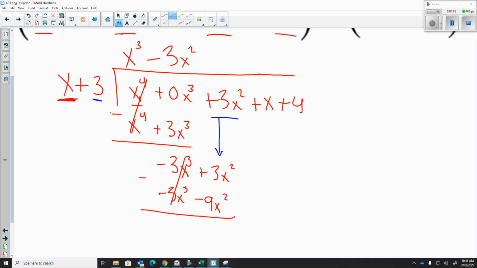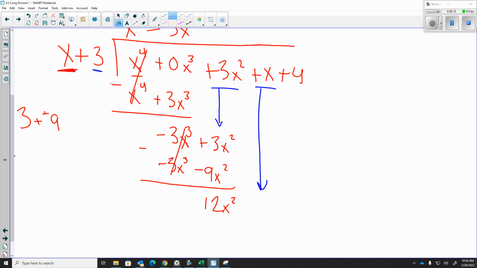3x squared minus negative 9. Be careful. That's 3 minus negative 9. What is that? You're adding them, right? It's 12. 12x squared. Okay, then what did I do? Bring down the next thing. You got x. Bring it down. So x comes down here.